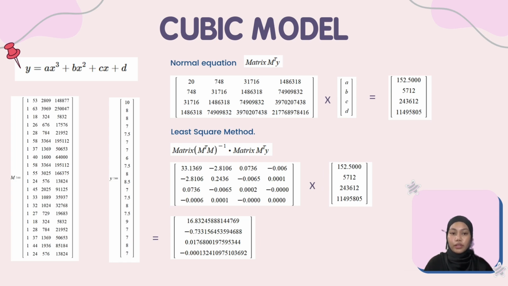We use the normal equation M transpose M times x equals M transpose y to set up the problem. Then the least square method minimizes errors to find the coefficients A, B, C, and D. This ensures the cubic model fits the data as accurately as possible. The result shown at the bottom right gives us the final equation for modeling the relationship.